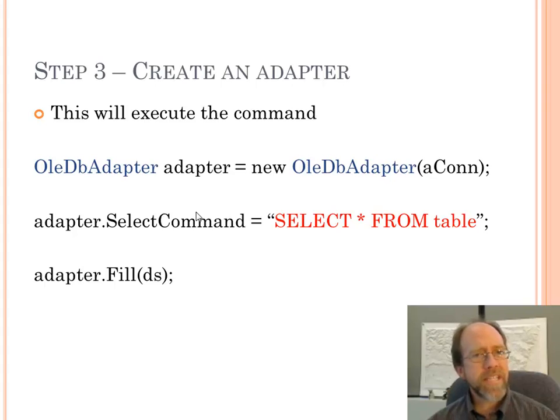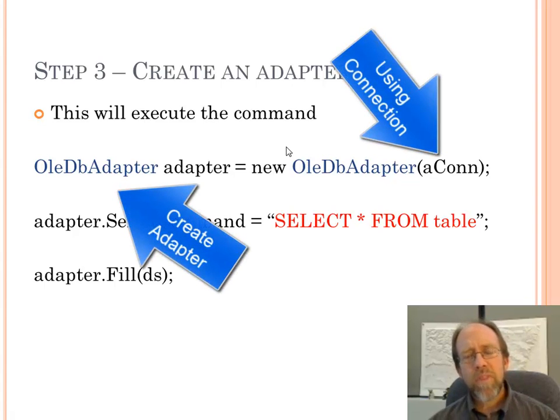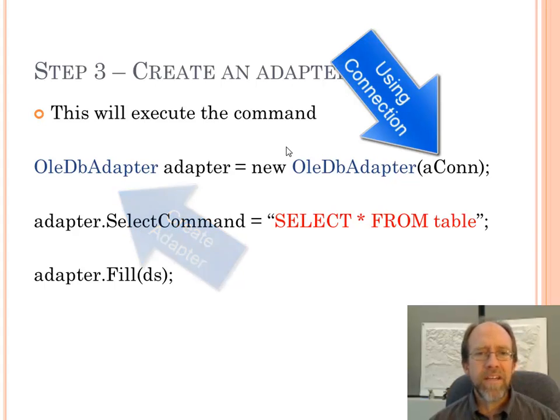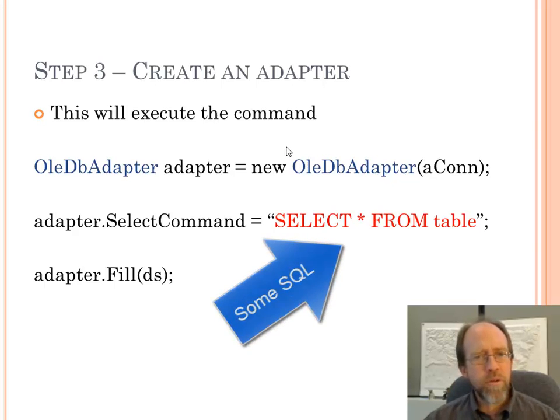But if I create a data set, I can then go to the next step, which is create an adapter and fill it. So in this case, I'll create an OLEDB adapter. Here I use the constructor, and the constructor specifically that I use takes the connection object. That would be the connection object I created in the last slide. So I can construct an adapter that takes a connection object. Now this adapter, which sits between the two, can do stuff.